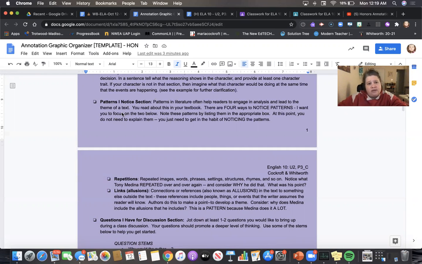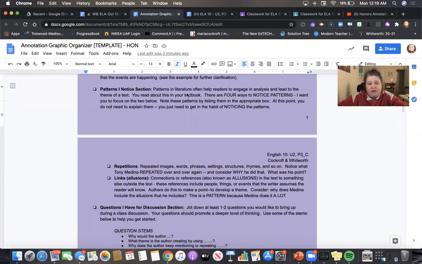So if you look at this section right here, patterns in literature often help readers to engage in analysis and lead to the theme of a text. That's very important. So I want you to note these patterns by listing them in the appropriate box for each of the sections of I Am Alfonso Jones that you're assigned, so each chapter. At this point, you don't need to explain them. I just want you to notice them because I want to get you in the habit of noticing them so that when we go to explain why those patterns are there, you're successful.